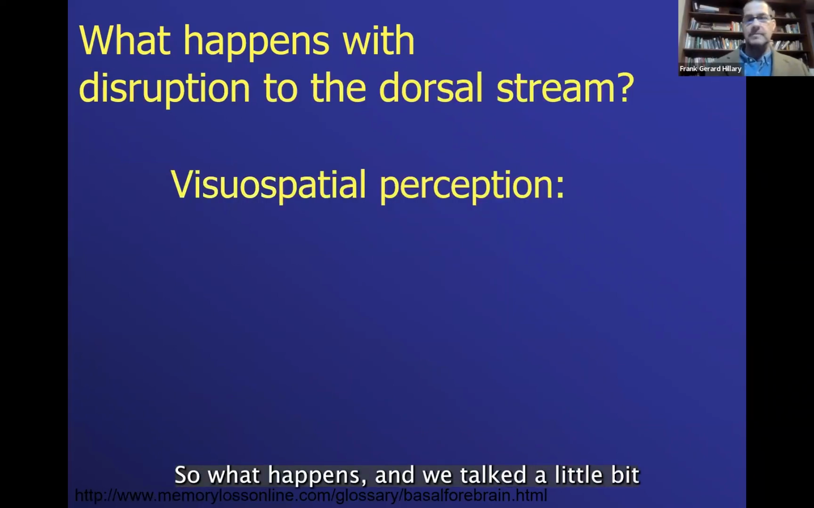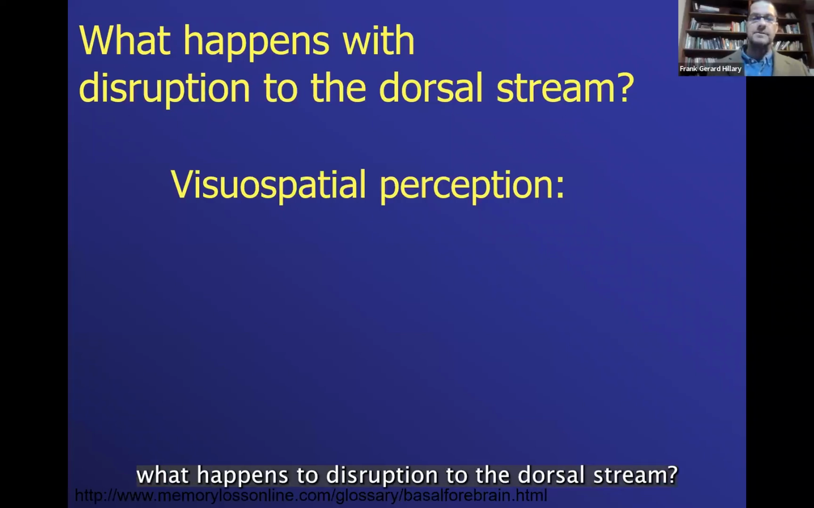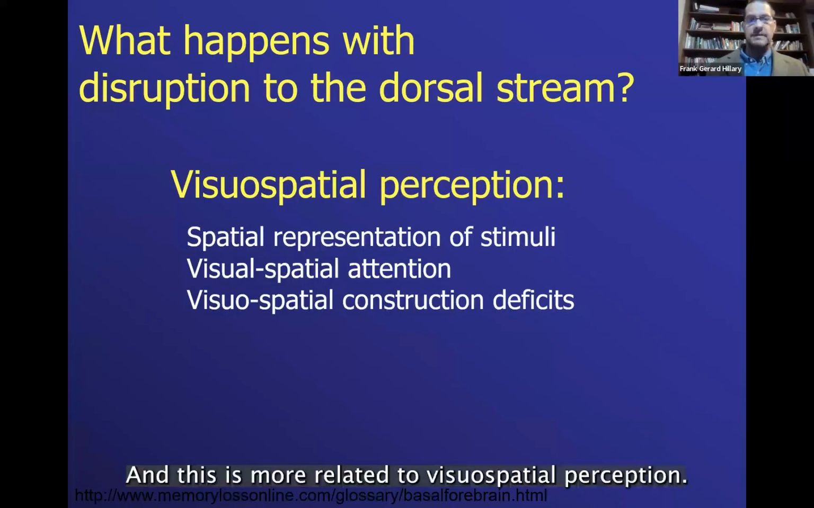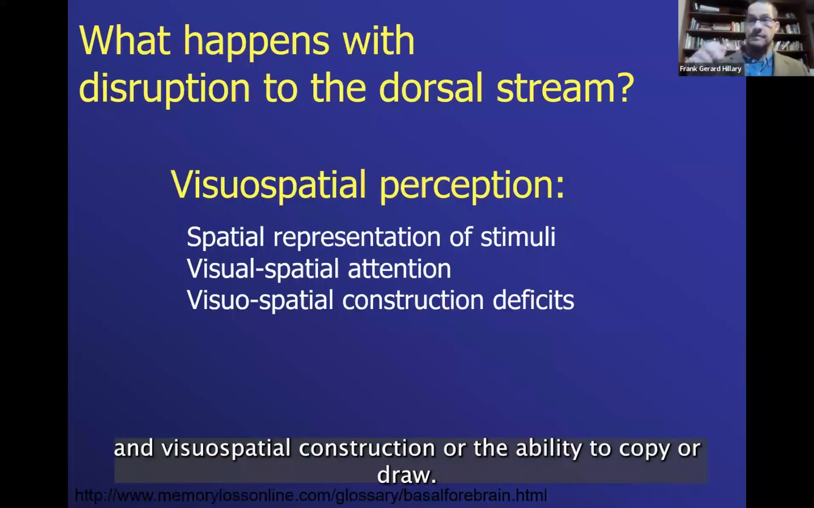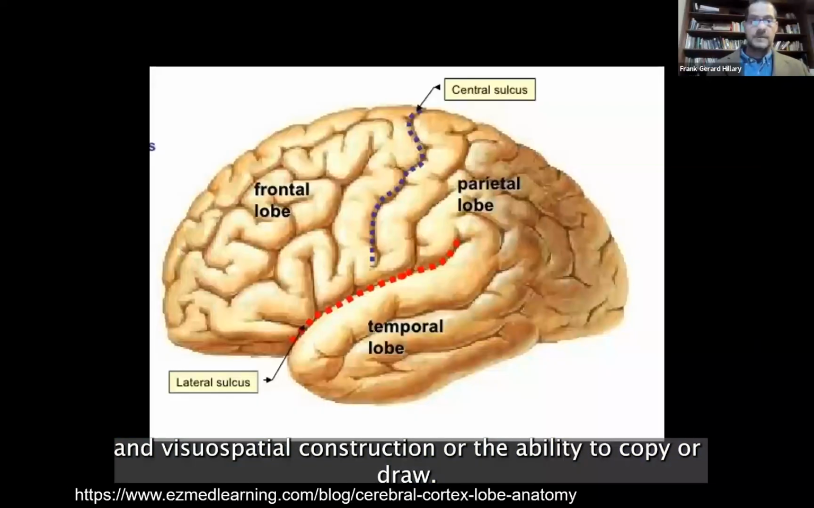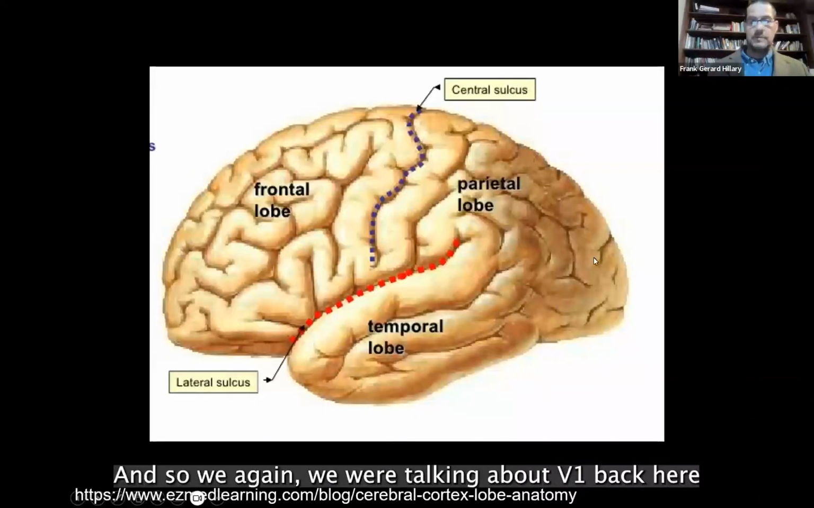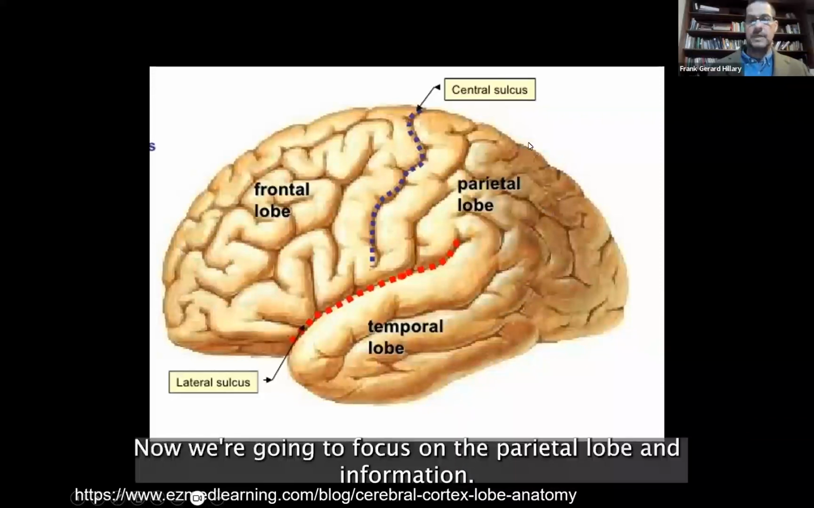So we talked a little bit about the ventral stream with agnosias. What happens with disruption to the dorsal stream? This is more related to visual spatial perception: spatial representation of stimuli, visual spatial attention, and visual spatial construction, or the ability to copy or draw. We were talking about V1 back here and integration of information in the temporal lobe. Now we're going to focus on the parietal lobe.